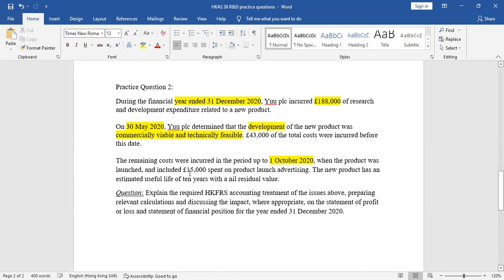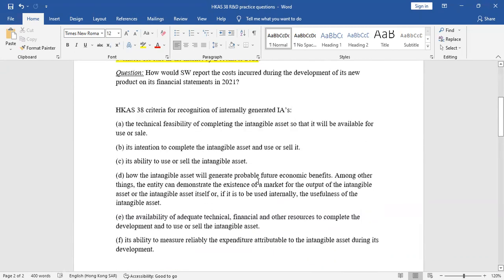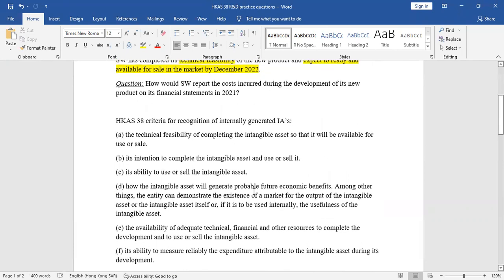When the product was launched, so they launched the product on 1st October 2020. Then for the launch, they incurred £15,000 spent on product launch advertising. Now, this is the cost which cannot be capitalized. It's an expense. Why can you not capitalize this cost? Because it's a marketing expense. It has nothing to do with the product feasibility or viability or with economic benefits. How will that marketing expense help generate probable future economic benefit? Because that's the definition of an asset.